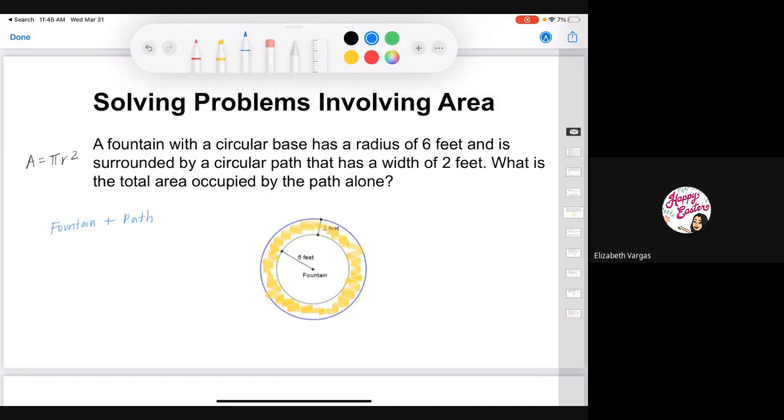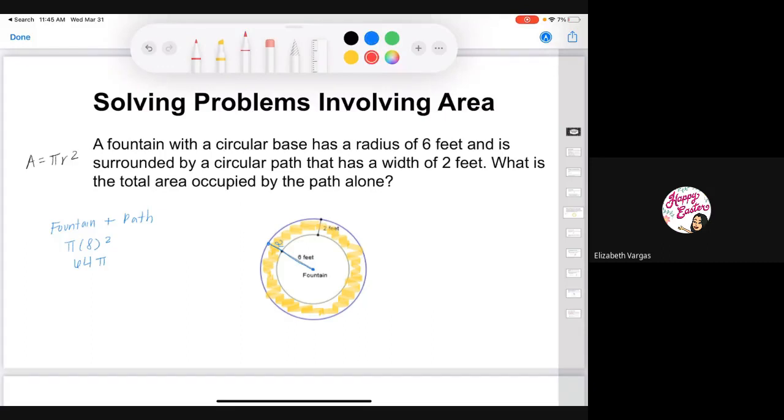Well, if I need to solve for the fountain and the path, I need that entire radius. This radius is 2. So I'm going to add those two radiuses together and see that my fountain and my path included have a radius of 8. So I'll do pi 8 squared. I plug that into my calculator, and I see that that's equal to 64 pi.